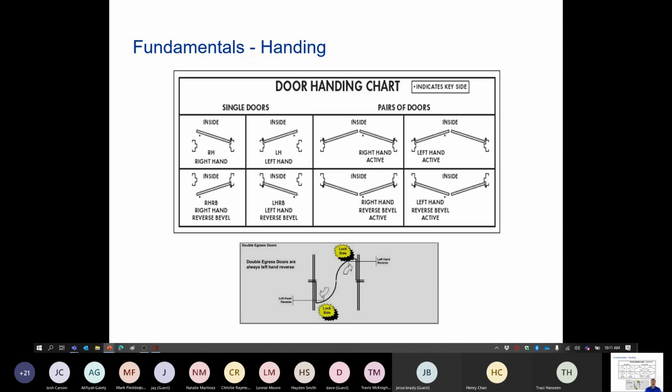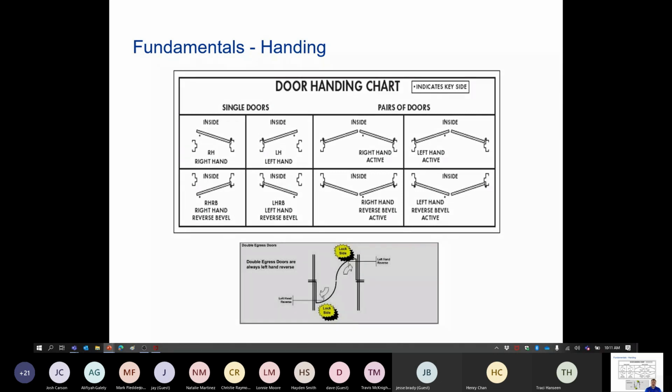How do we hand an opening in the commercial world? It's a little bit different than in residential. When talking about handing on a commercial opening, you always want to talk about the secure side of the opening, and a lot of people will call that the outside of an opening or of a room. So the fastest or the quickest one that we have here is a right hand or a left hand, and those are very easily identifiable.